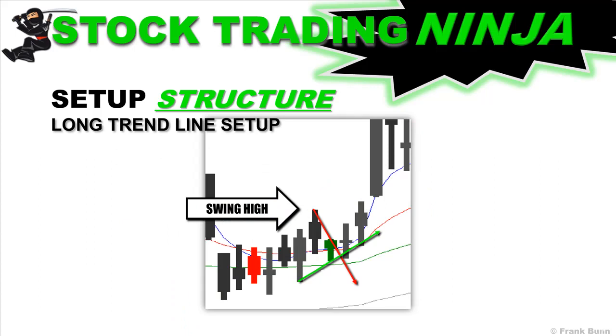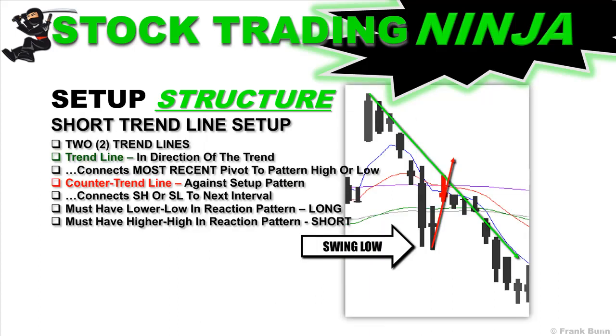Here's an example of a long trend line setup with the counter trend line and the trend lines in place, following the swing high pattern. Here's a short example. First we see the swing low as detailed here in the chart, followed by the counter trend line and the trend lines. Remember, there are two lines.